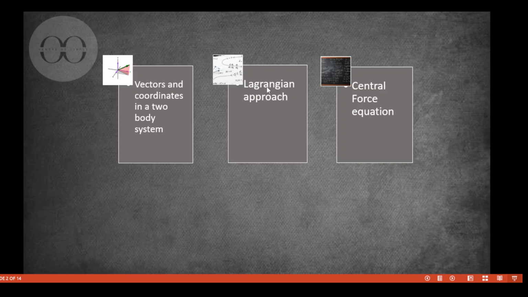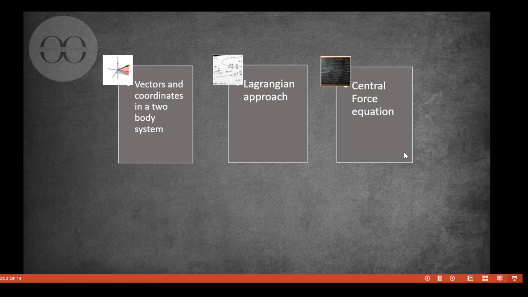In the second topic, which is the Lagrangian approach, we will write some energy equations and we will calculate the Lagrangian and build up some relations with the energy and angular momentum and other stuff.